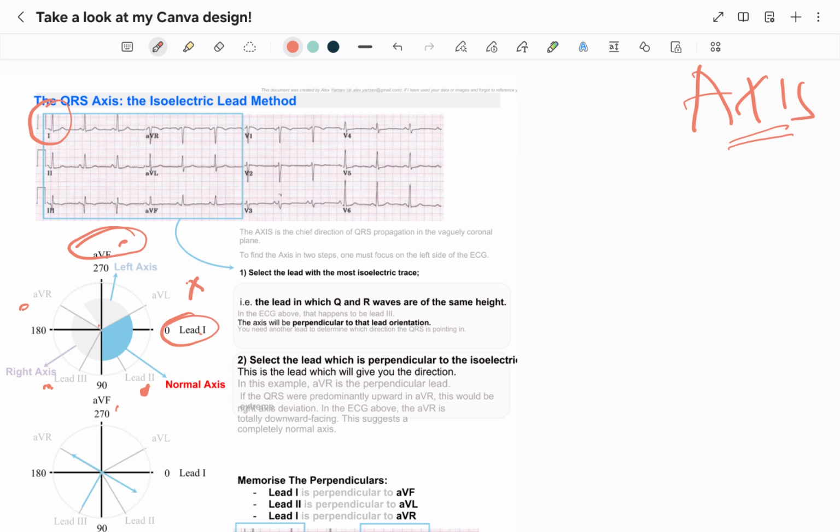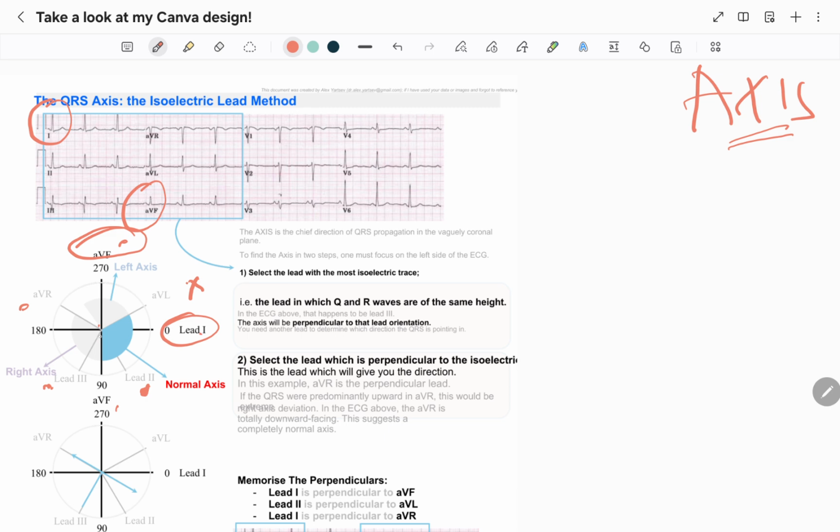But we need to also look at AVF. In AVF, is the QRS heading up or is it mostly down? Now, if it's up, it's electricity heading down. If it is down, it's electricity heading up. So you now combine the two. If it is up in lead 1 here, right, and up in AVF, that's normal axis. That means the heart is pointing, right?